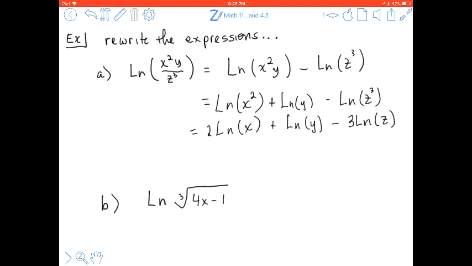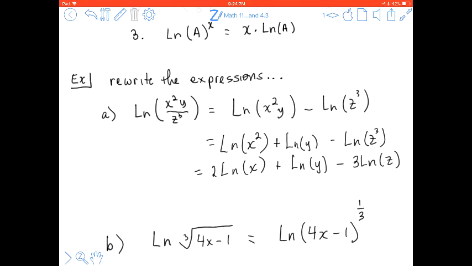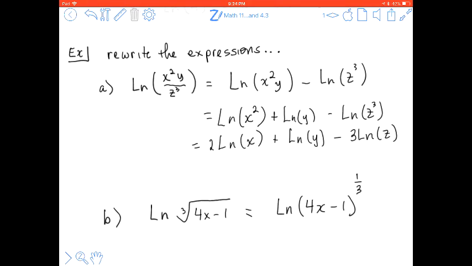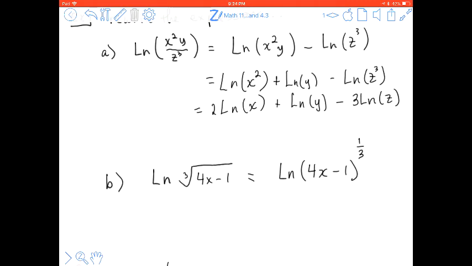But the cube root can be rewritten as an exponent, so the natural log, instead of the cube root of 4x minus 1, we can write this as 4x minus 1 to the power of 1/3, and now this becomes a power rule, this rule number 3, where we can have this exponent just move down in front of the logarithm. So we can write that as 1/3 times the natural log of 4x minus 1.